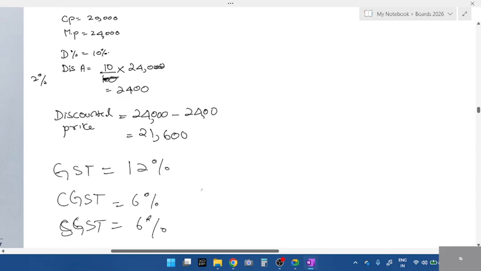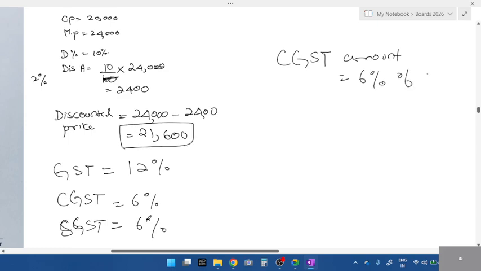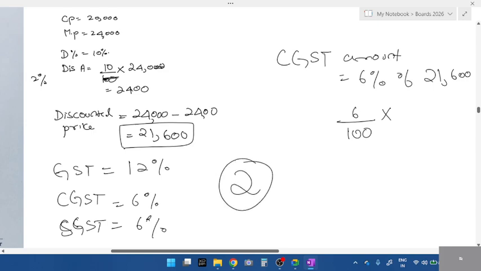Now calculate 6%. See, calculate like this: CGST amount. CGST amount is equal to 6% on which one, student? 6% of which one? Discounted amount, right? Very good. 6% of discounted amount. 6 divided by 100 into 21,600. If you just write directly GST, then you won't get full marks. They'll just give you 2 marks. So you have to mention CGST, SGST. That's the reason they've mentioned intrastate.